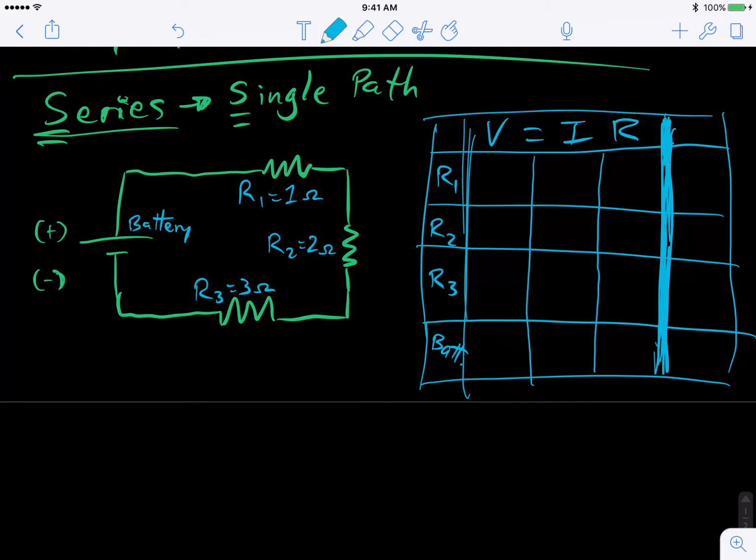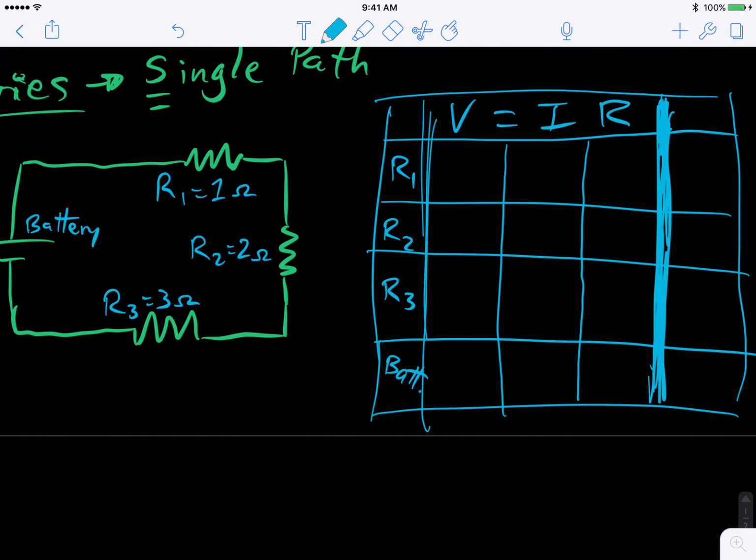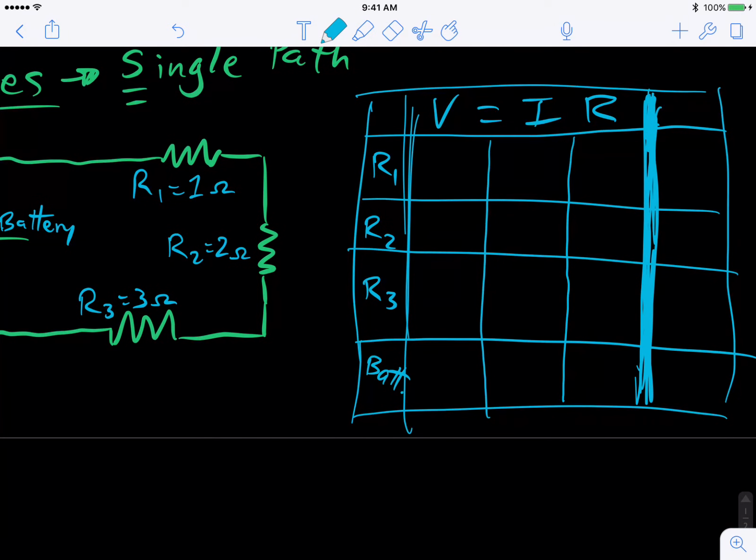So let's list our outer givens. For R1, R2, and R3, we know the resistances for all of those. So just line that up with the resistors column. R1 has 1 ohm of resistance, R2 has 2 ohms of resistance, R3 has 3 ohms of resistance, and then we also know the voltage of the battery. We said we're going to use a 9-volt battery, so we can go over to the battery row, and in the voltage column, we can put 9 volts.